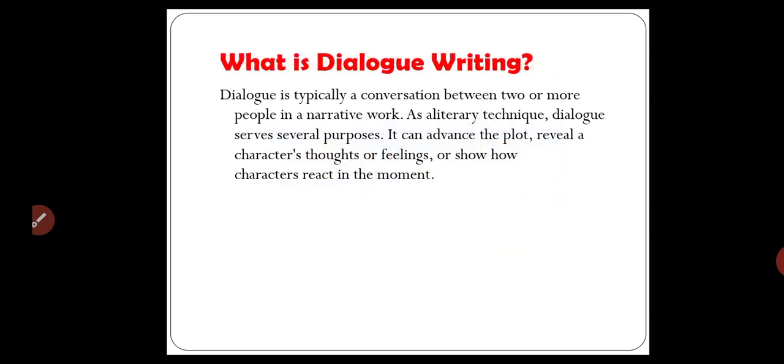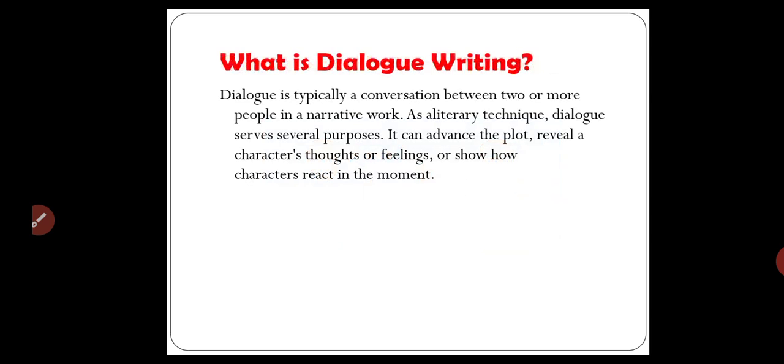So it's like whatever we were talking between me and you. Whatever conversation is happening, you're just going to write it. That is what it is, a conversation between two people in a narrative work. You're just going to write whatever we both were talking, exactly from the beginning to the end, whatever words we were saying to each other, you're just going to put down on the piece of paper. That is what you call dialogue writing.